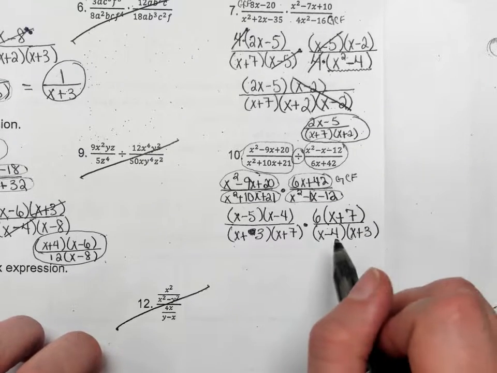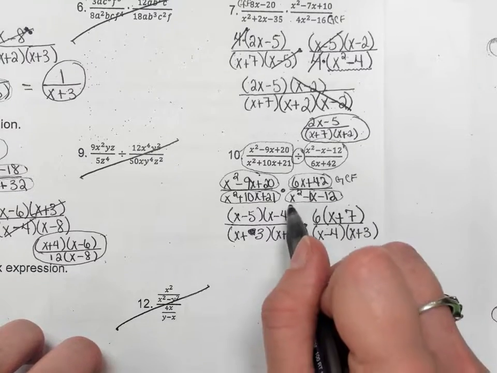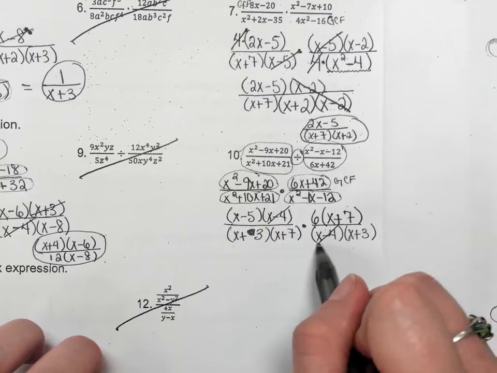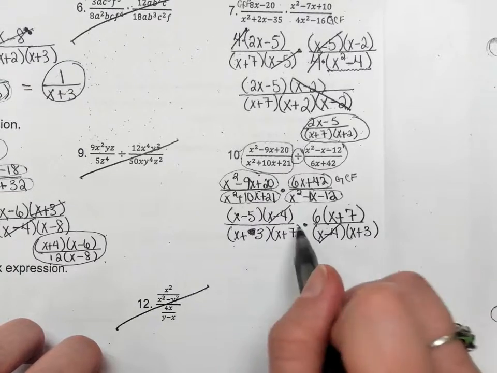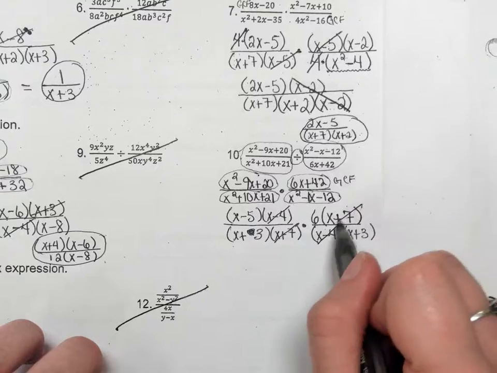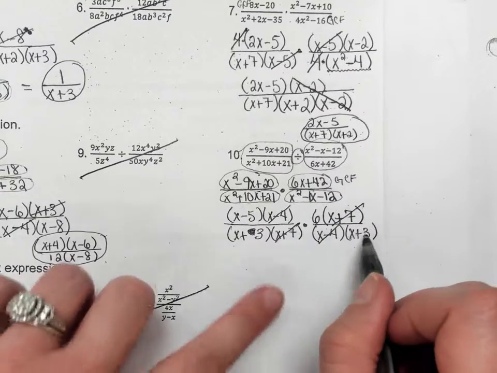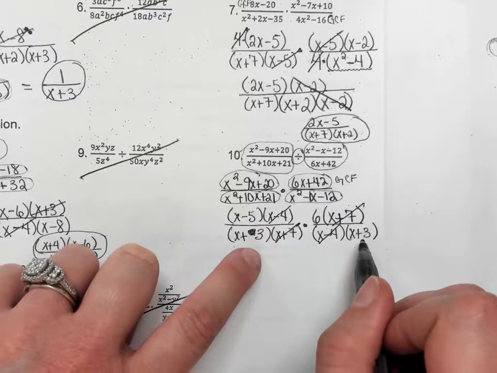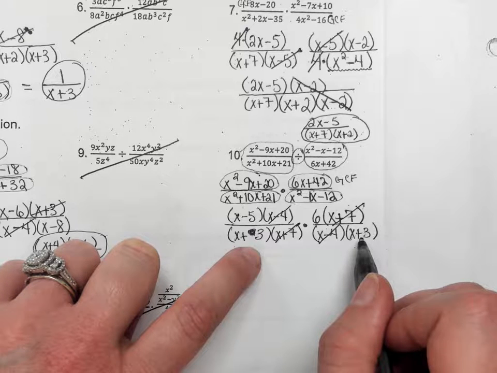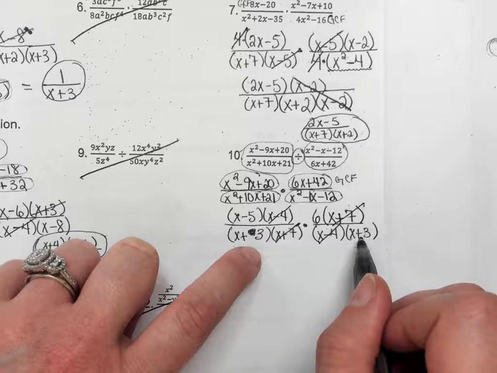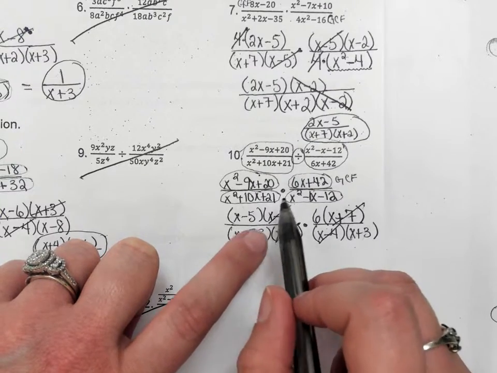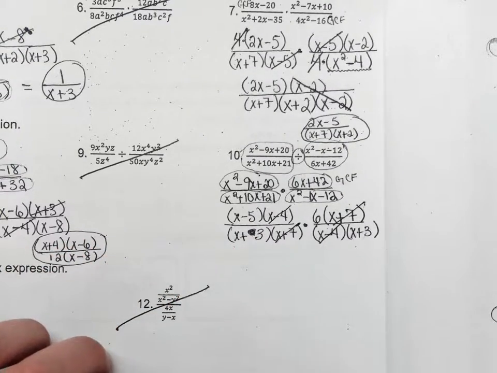All right, let's see what cancels out. So we have an x minus 4 on top and bottom. We have an x plus 7 on top and bottom. The x plus 3s do not cancel out because they are both on the bottom. They have to be in opposite positions for them to cancel out. One's got to be on top and one's got to be on the bottom of the fraction.